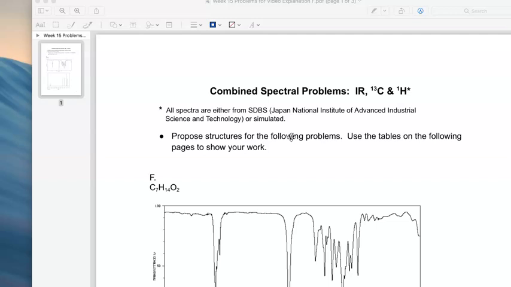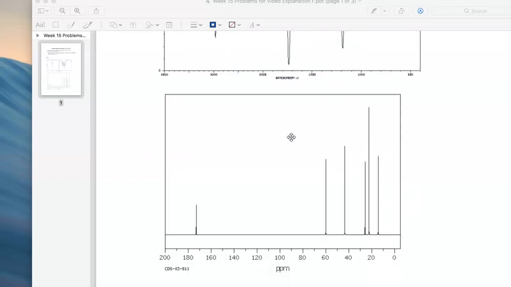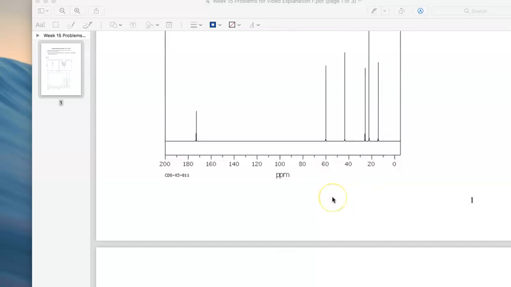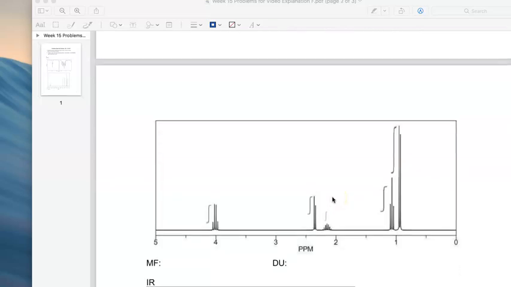The given formula for this problem is C7H14O2. For this formula, we are given the IR spectrum, the CNMR spectrum, and the HNMR spectrum.